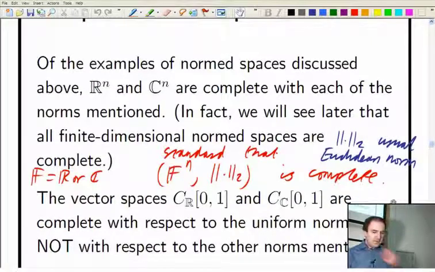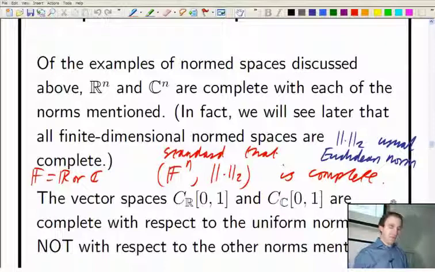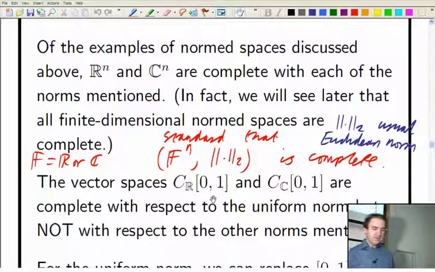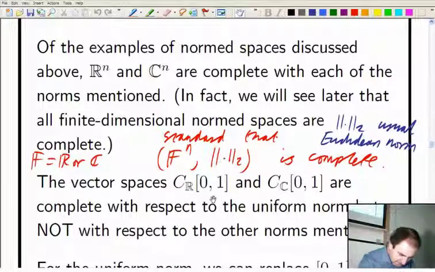And if you use continuous real-valued functions or continuous complex-valued functions on, indeed, any compact Hausdorff space, you can put the uniform norm on it, and then it becomes complete. But if you put some other sort of weird norm on it, it usually isn't. In particular, if you're working on the unit interval, if you use norm infinity, the uniform norm, that uniform norm is norm infinity.